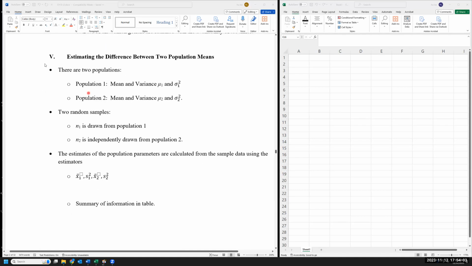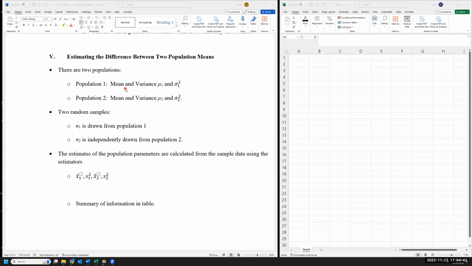Here. All right. This is section 5. Estimating the difference between two population means. Okay. So here, suppose we had two different populations, say men and women. And what we want to know is the difference in some characteristic, say income. What is the average income for men who work, and what is the average income for women who work? We could consider men and women as two different populations.